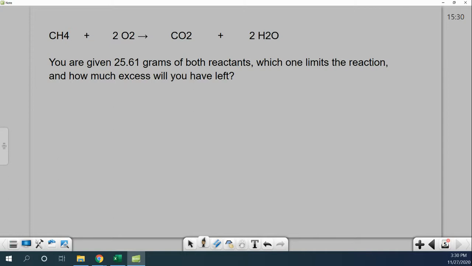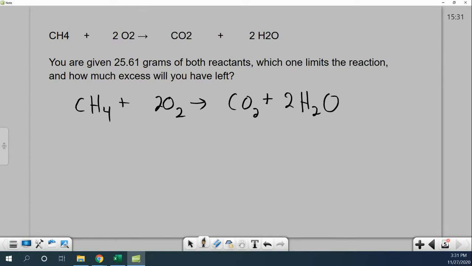So here's the deal. You're given 25.61 grams of both reactants. Which one limits the reaction and how much excess? So step 1, write and balance your equation. This one was already balanced, which was nice, but if it isn't, very important step. If you're doing a mole table, you'd set it up. If you're not doing a mole table, you're just going to start working into finding moles right away, because we know that mass is no good. And they're both 25.61. Very nice.